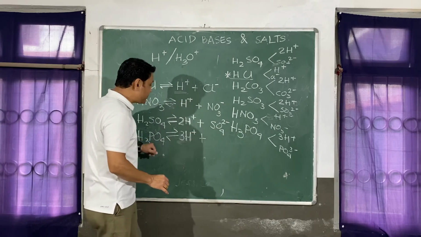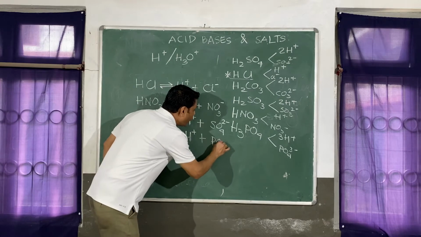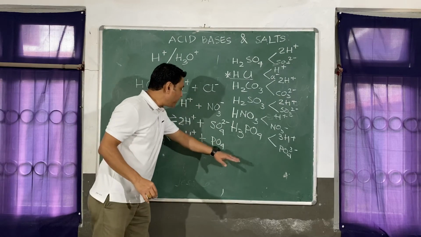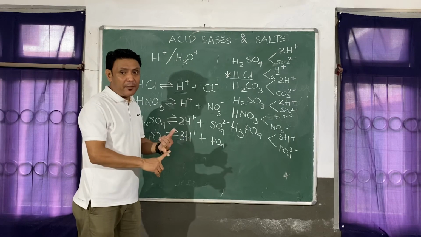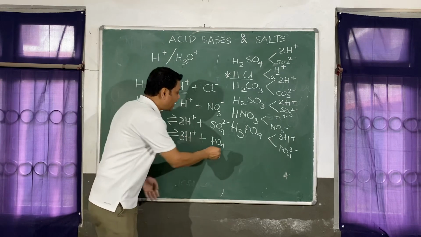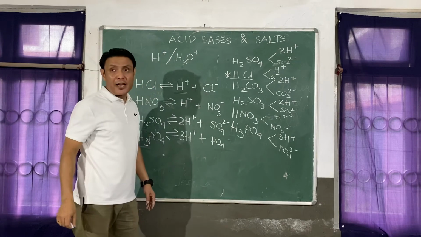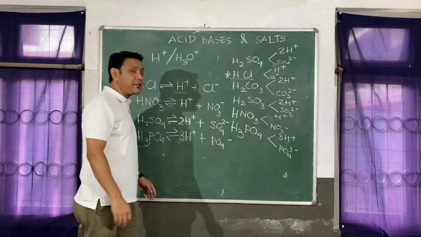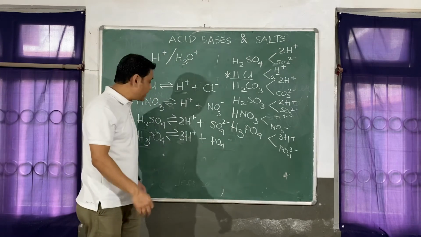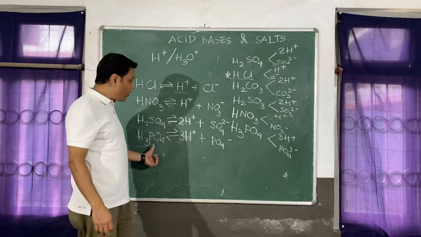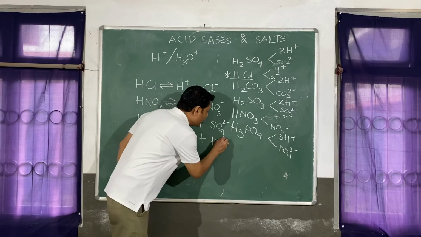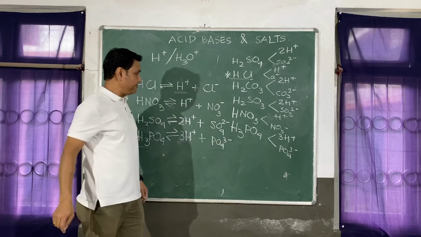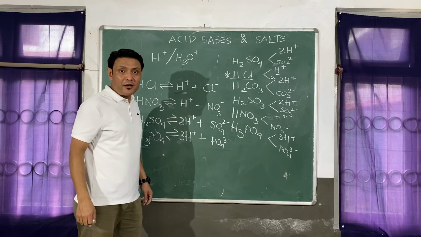And now phosphate, PO4. Phosphate, obviously, is not a metal. It's not a metallic radical. So therefore, it forms a negative ion. Now, how many negative charges does it have? It depends upon the valency. The valency of phosphate, PO4, is 3. So therefore, 3 minus. Is it understood?